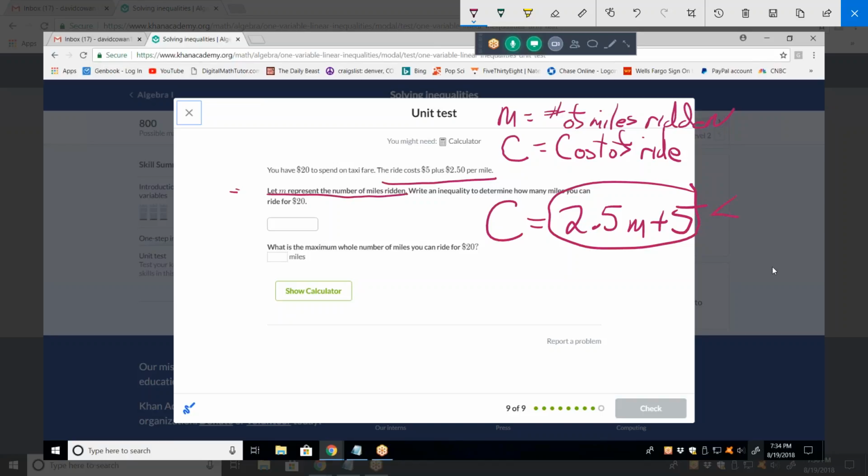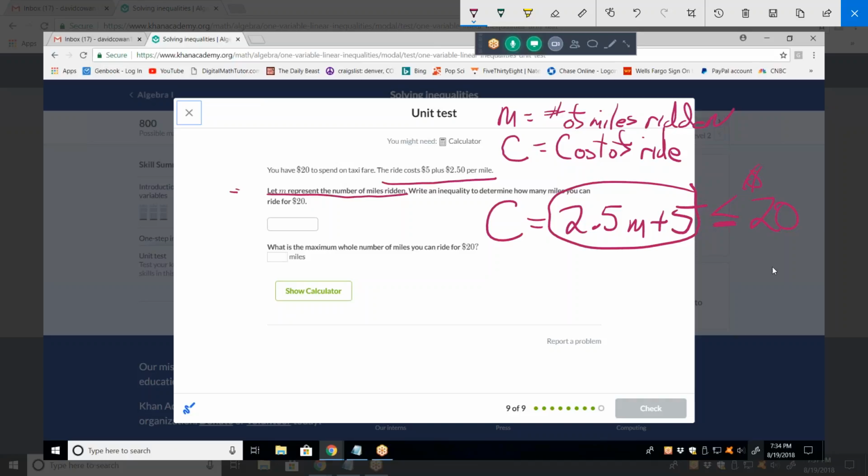If you're going to get a taxi cab and you only have $20 in your pocket, then you're going to make sure that the cost of that ride is less than 20, or equal. You don't want to get out of that ride and the guy tells you $21 and you only have 20 in your pocket.